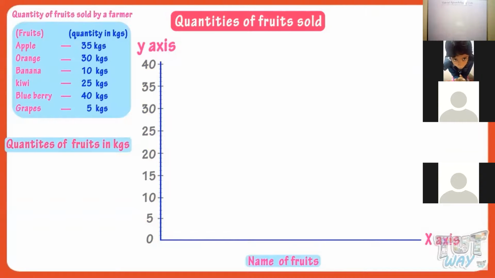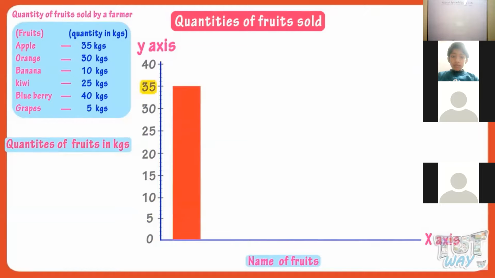Now, on the x-axis, we will show the names of fruits, and we'll also relate them to their quantity. Like it's given that 35 kgs of apples were sold. So make a rectangular bar up to the mark of 35 and label it with apple. Now next fruit is orange. Quantity of oranges sold is 30 kg. So make a rectangular bar up to the mark of 30 and label it with oranges.